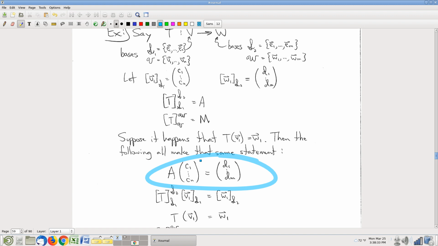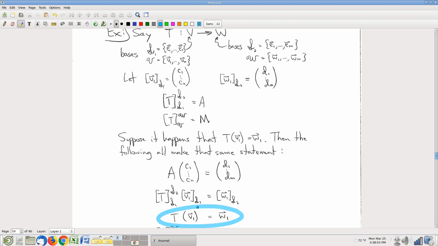So all together then, this seemingly numerical statement about matrix A and coordinates C's and D's is a statement in the language of these chosen bases S1 and S2, and ultimately what it's saying is T, in that language, applied to V1, in that language, gives me W1, in that language. In other words, in S1, S2 language, it's telling me T of V1 equals W1.